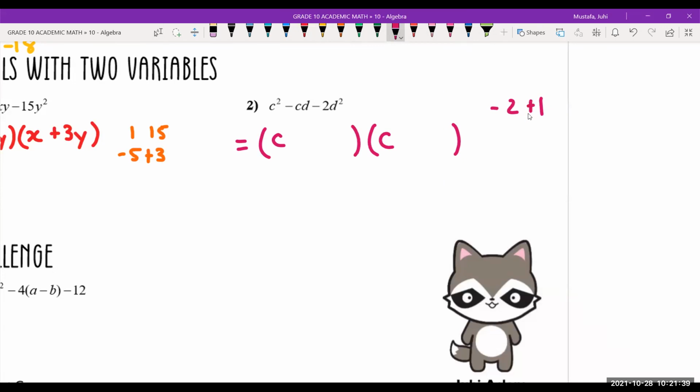Yeah, negative 2 plus 1. So I'm going to write down negative 2 here, plus 1 here. And then how do I make that last term a d squared? I'm just going to add the letter d here and the letter d there, and then that is your final answer.